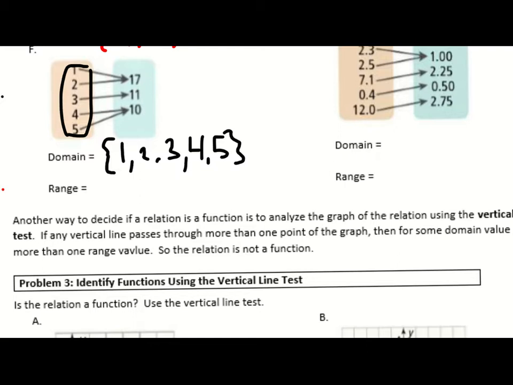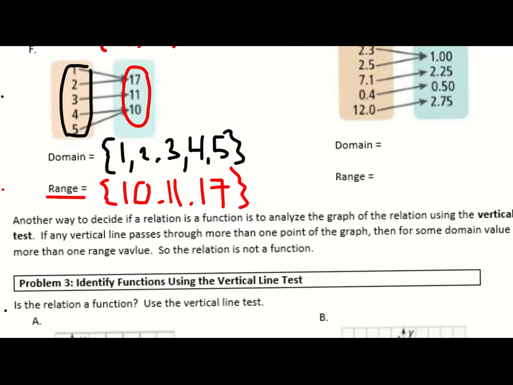And then your range is what has the arrow drawn towards it. So that would be what's over here on the right, which would be 17, 11, 10. Which actually I should have written it from least to greatest. So let's fix that. Actually, we should have written it 10, 11, 17.